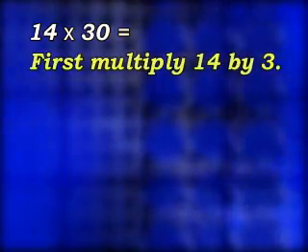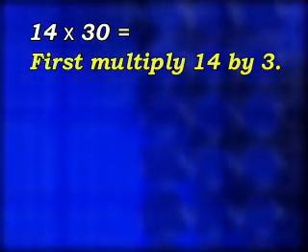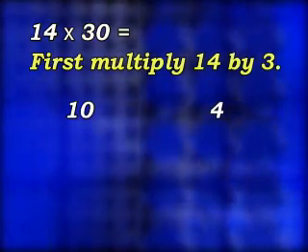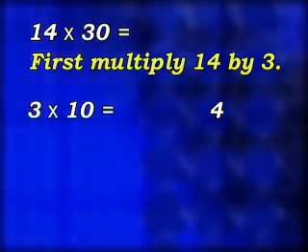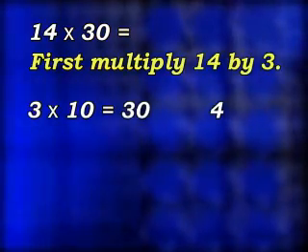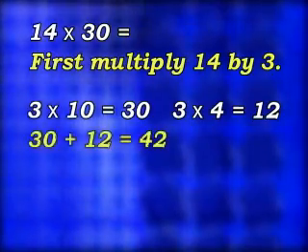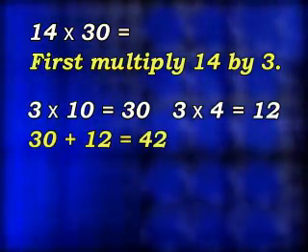14 times 30. Well, first we can multiply 14 by 3. And we can split 14 into 10 and 4, because 10 and 4 makes 14. 3 times 10 is 30. 3 times 4 is 12. 30 and 12 makes 42.